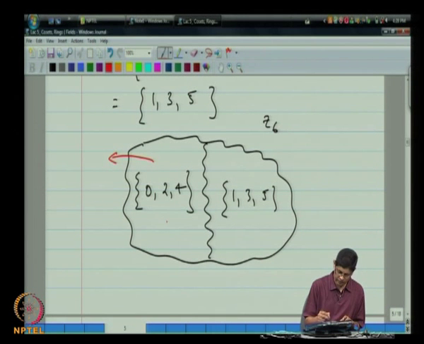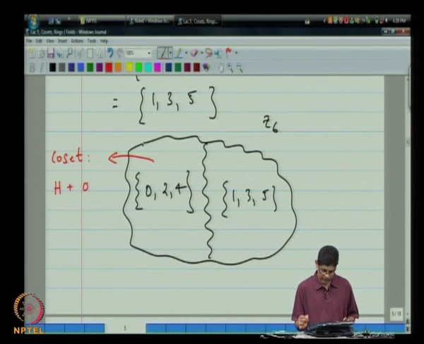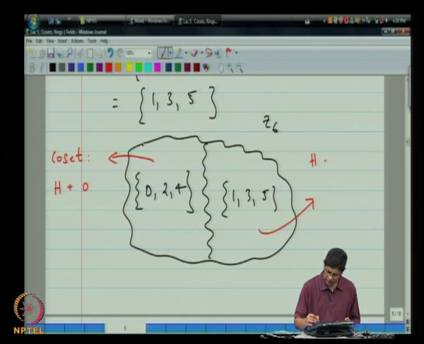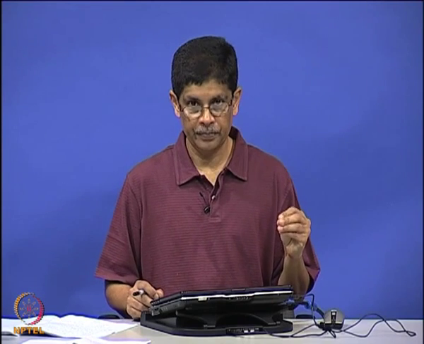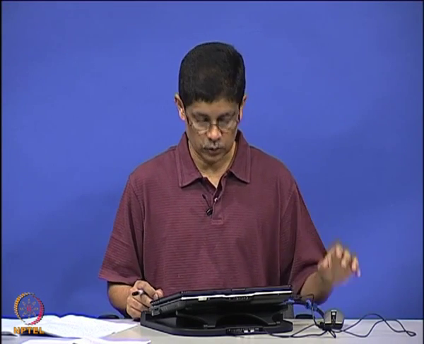So, this subset here corresponds to the coset H plus 0, and this subset here corresponds to H plus 1. Now, you might ask, I thought you defined it as Hb. Well, that is because our operation here is addition. So, Hb gets replaced by H plus b, and in this case it turns out that there are only two cosets, H plus 0 and H plus 1.